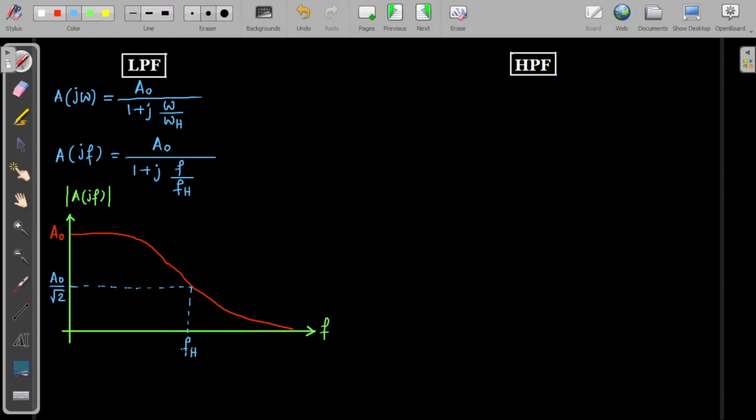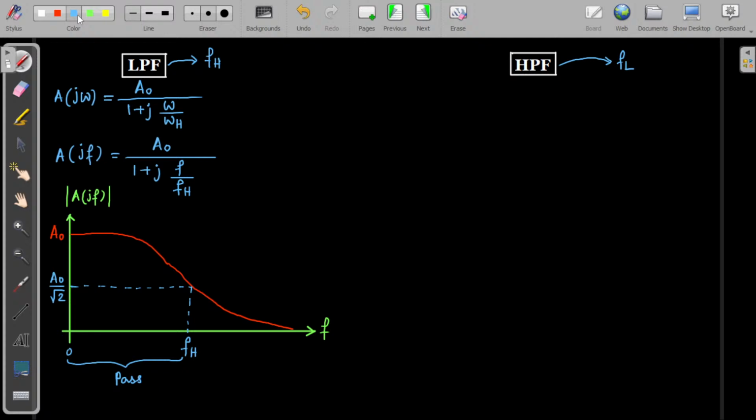So this corresponding frequency will be called the higher cutoff frequency. That means the frequencies below fH will be passed, and the frequencies above fH will be blocked. That's why it is called a low pass filter. So always remember, we have seen that a low pass filter is associated with the higher 3 dB frequency fH. Similarly, the high pass filter is associated with the lower cutoff frequency.